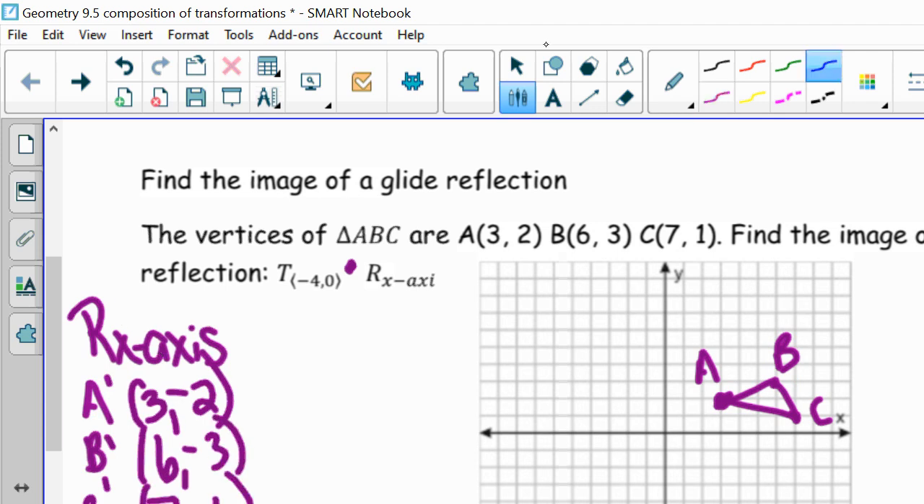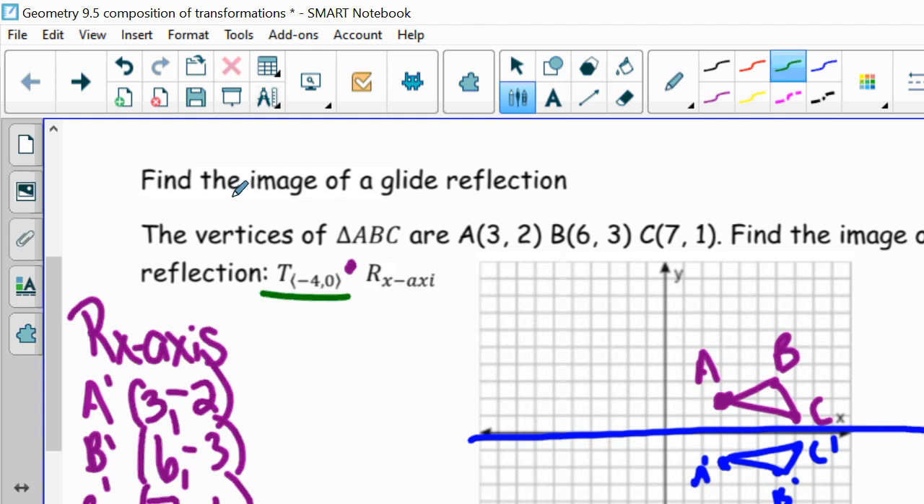I'm going to switch colors and plot those points. So 3, -2, there's my A prime. 6, -3, there's my B prime. And 7, -1, there's C prime. So there's the triangle that was reflected over the x-axis, right? Reflected over that. So now I want a translation of -4, 0.